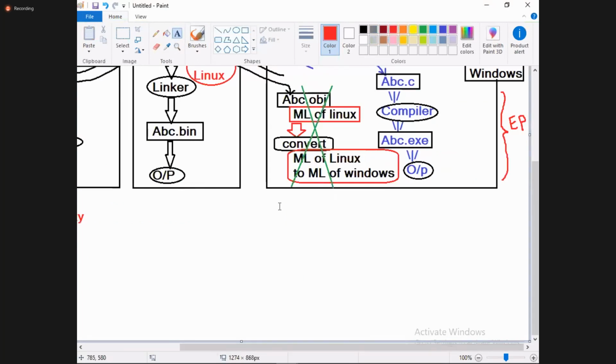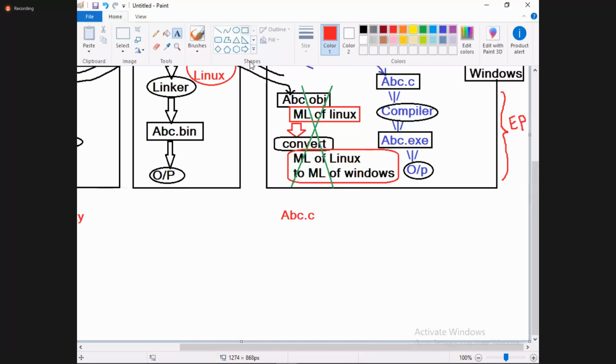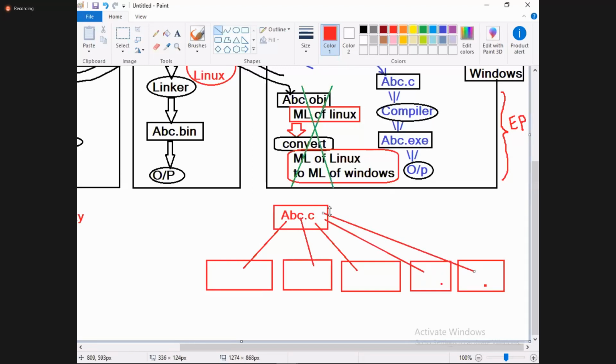Problem number two: observe, the abc.c program source code is available in the server. You are giving it to the first client, second client, third client, fourth client, fifth client, to many people in the world. The second problem you are going to face is slow execution.